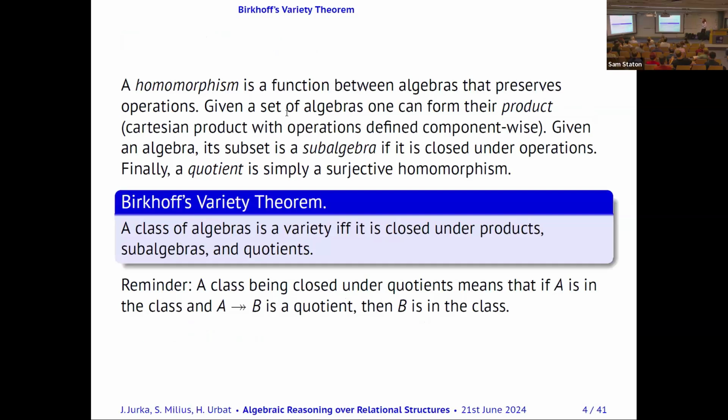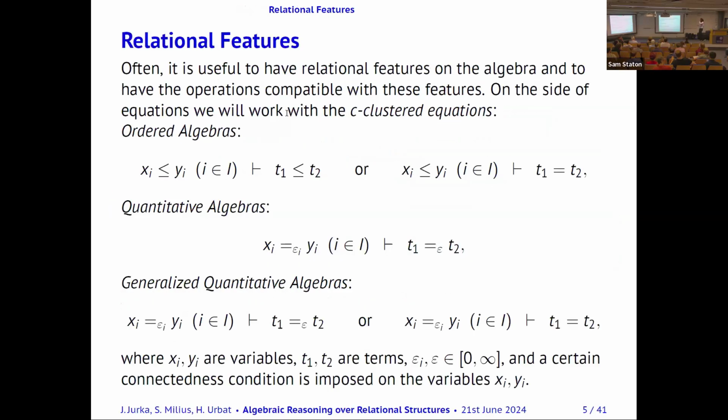A class can be characterized by equations via closure properties under taking some constructions: products, subalgebras, and quotients. And just to clarify some terminology, by quotient I mean a surjective homomorphism, and being closed under it means that it is closed under taking images under quotients.